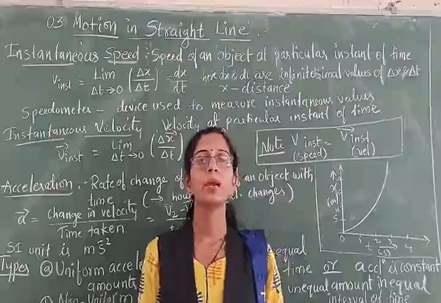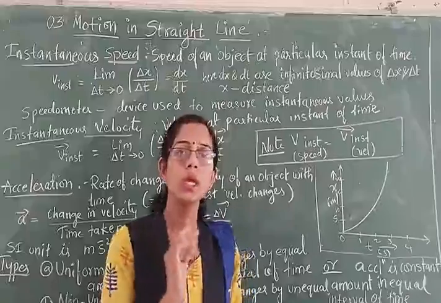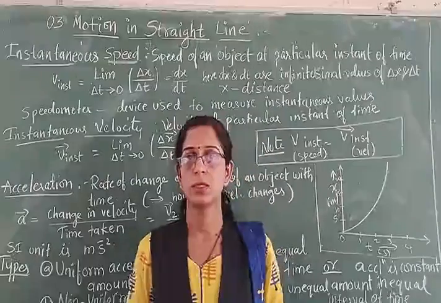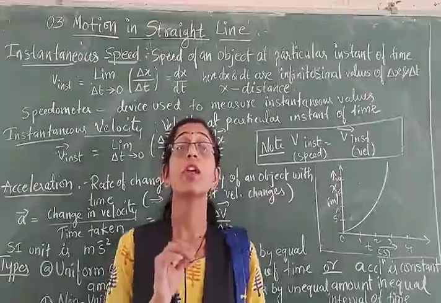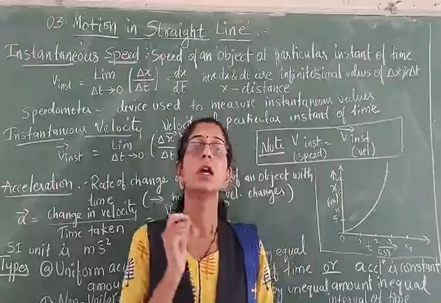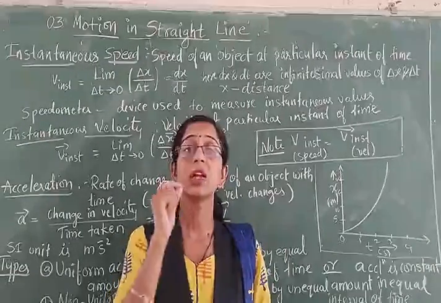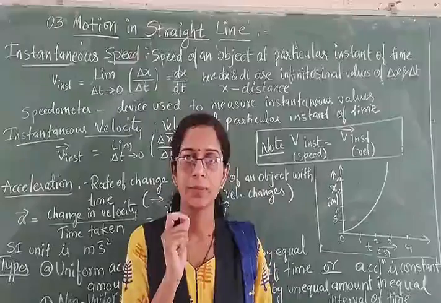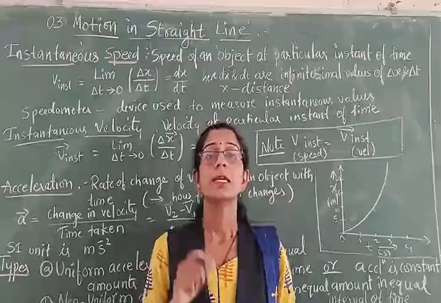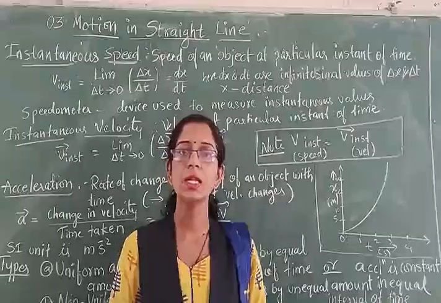So that apparatus is basically called what? Speedometer, which will give you the value of speed at a given instant. It will not provide the average value of velocity, but it will give you the velocity or speed of the object at that particular instant of time. So what is meant by instantaneous speed and instantaneous velocity? How do we represent them? That we will study today.